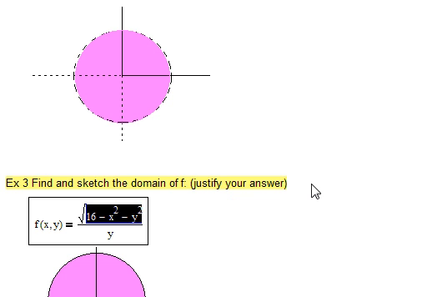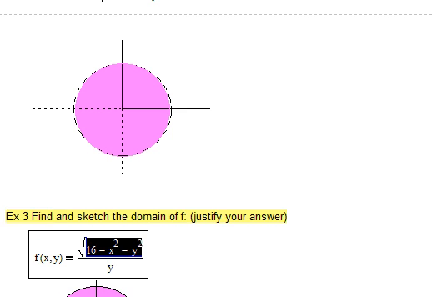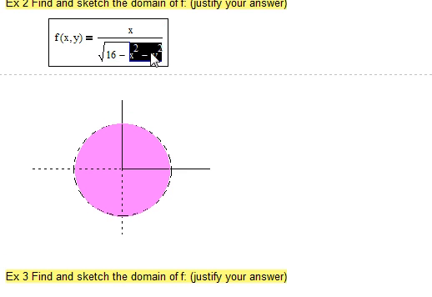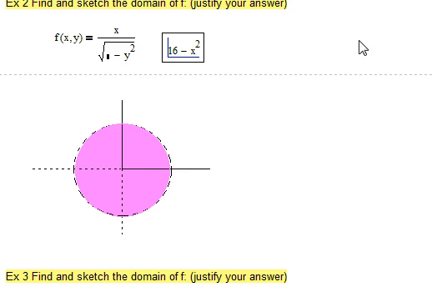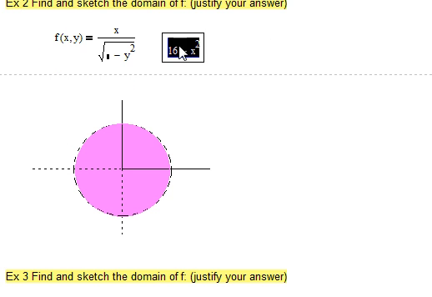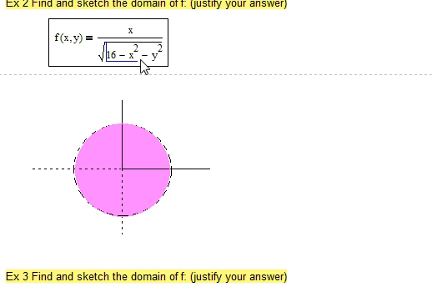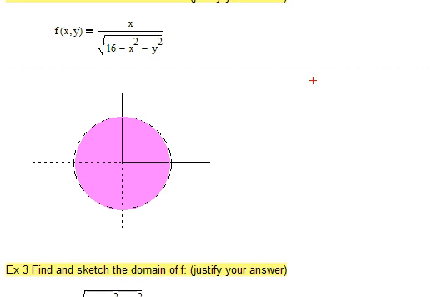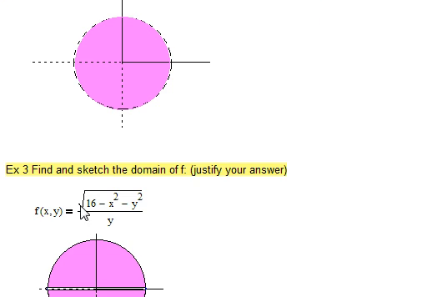You know why it could be equal to 16 this time and it couldn't before? Well, before, if it was equal to 16, we'd have a denominator of 0, and we can't have that. But this time it's the numerator that would equal 0, and that's not a problem.